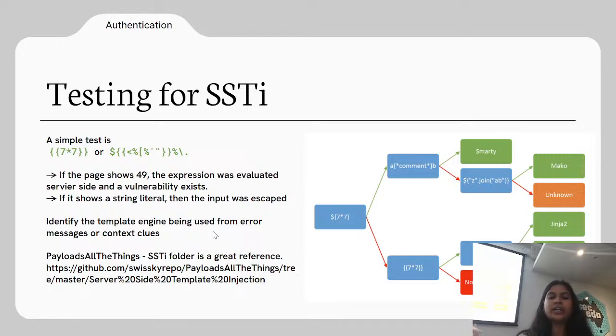So you want to try and identify the engine being used from error messages or context clues. PayloadsAllTheThings is, again, a great reference. You can also follow the diagram to try and figure out which template engine is being used.